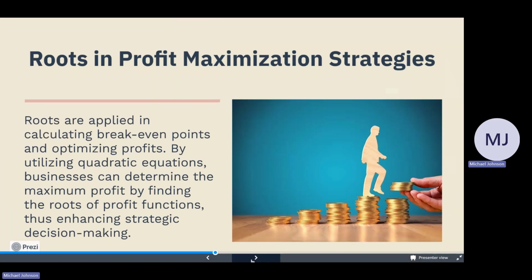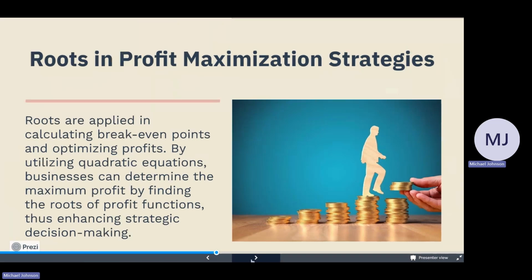Roots are applied in calculating break-even points and optimizing quadratic equations. Businesses can determine the maximum profit by finding the roots of profit functions, thus enhancing strategic decision-making.